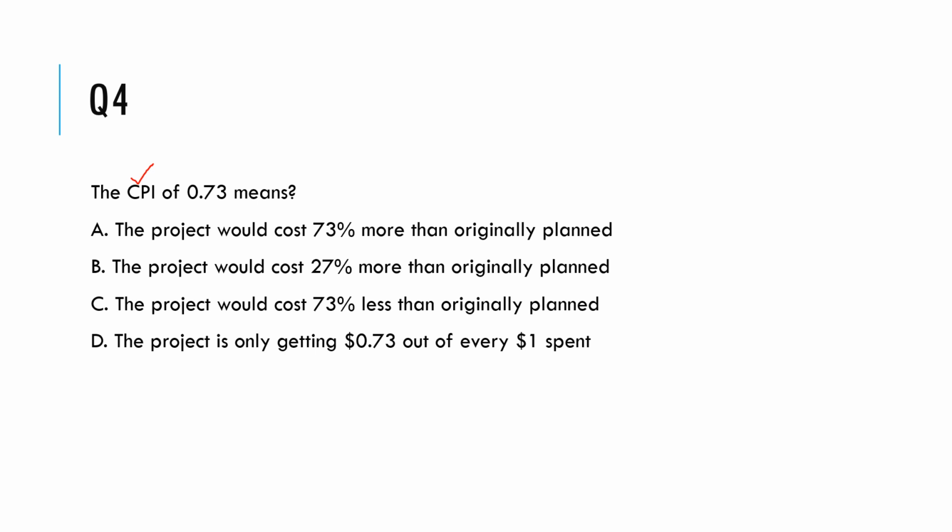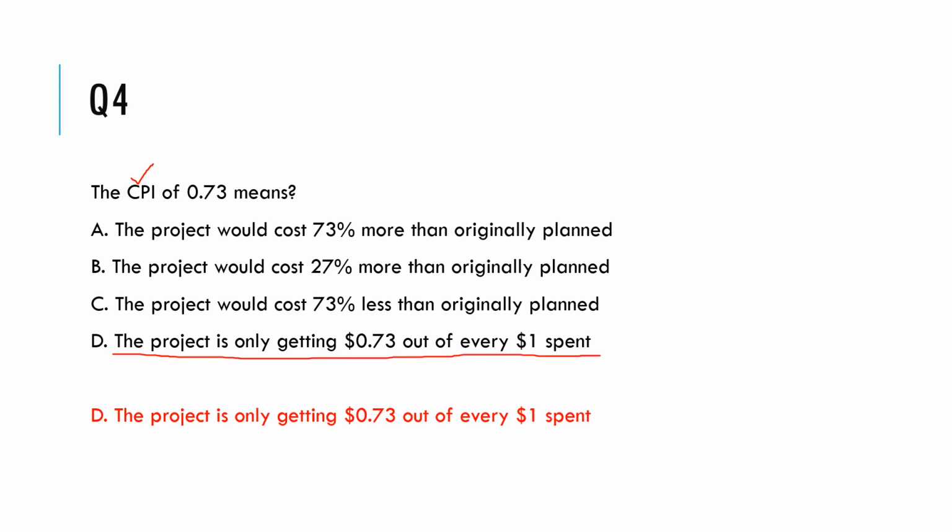If you have watched all of our videos on cost management, you will clearly select option D, that the project is only getting $0.73 out of every $1 spent, because this line is specifically what we discussed in one of our videos, that CPI determines how much your project is earning out of every $1 that you spend. That is exactly what CPI is for.